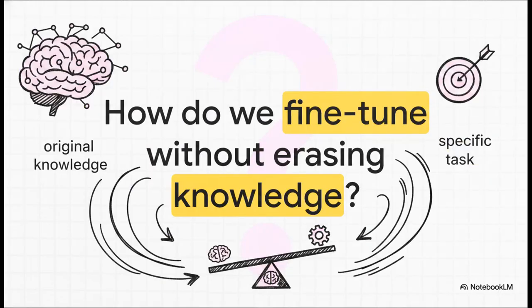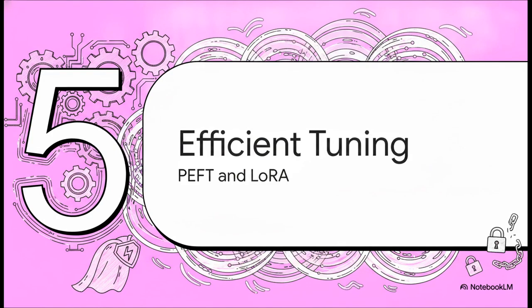Which brings us to a massive engineering dilemma. So, what does this all mean? How do we actually fine-tune a model so it masters our specific task without erasing its original knowledge and without racking up absolutely massive computational costs? That brings us to Section 5, Efficient Tuning with PEFT and LoRA.